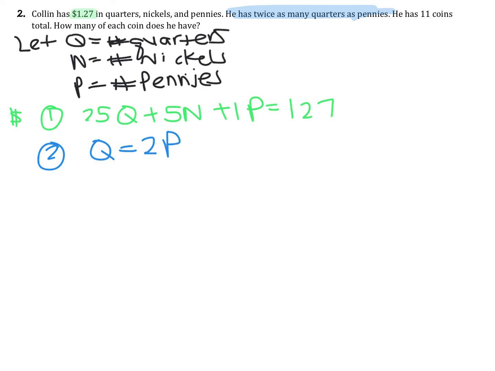And then I need another piece of information. So what's the only number I haven't used? He has 11 coins total. So my third equation is going to be what kind of coins? Well, quarters plus the number of nickels plus the number of pennies is going to equal 11 total coins.